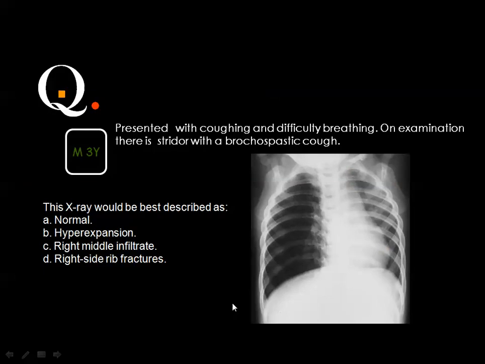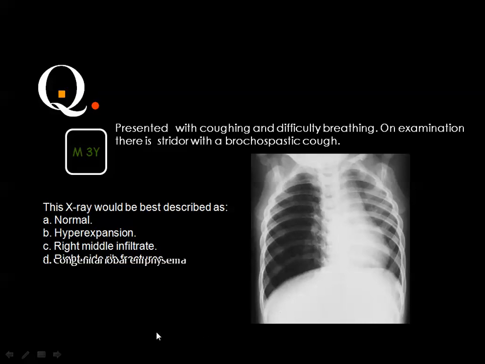Then this is a question for you. This is a male child, 3 years old, presented with coughing and difficulty in breathing. On examination, there is a stridor and a bronchospastic cough. The chest X-ray is like this. What do you think? Is it normal, or is there hyperexpansion on the left or on the right? There is right middle lobe infiltrate or right-sided rib fracture.